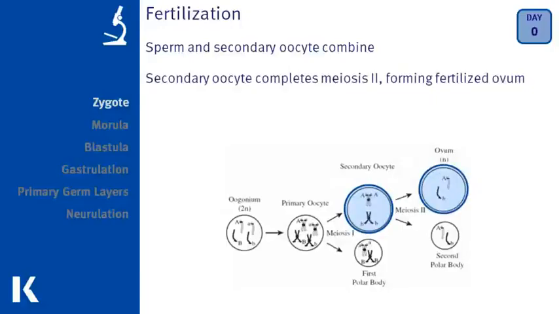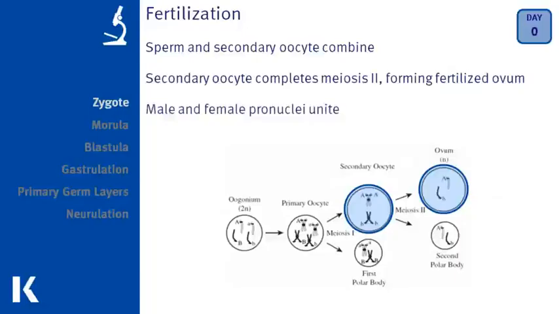Another direct result of this fertilization is a cortical reaction, which is indicated by the blue circles around our secondary oocyte and our ovum, and this causes a change in polarity of the cell. This cortical reaction then deposits calcium on the exterior of the ovum, preventing other sperm from fertilizing the same egg.